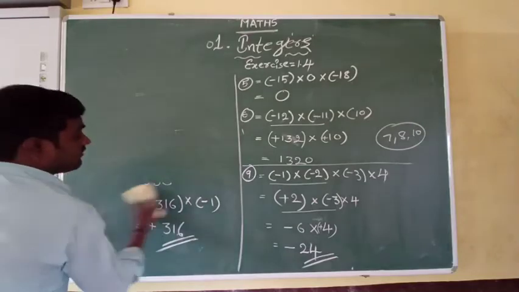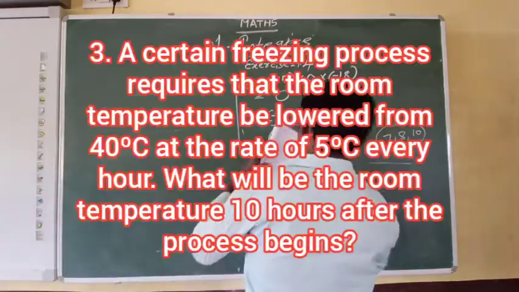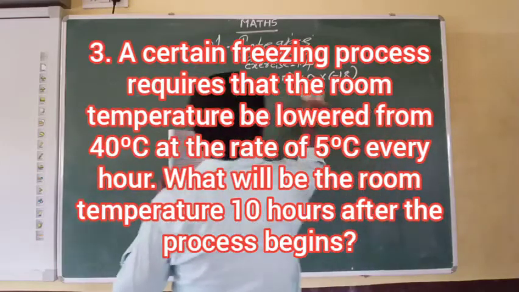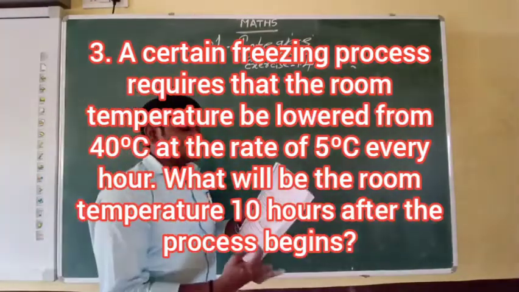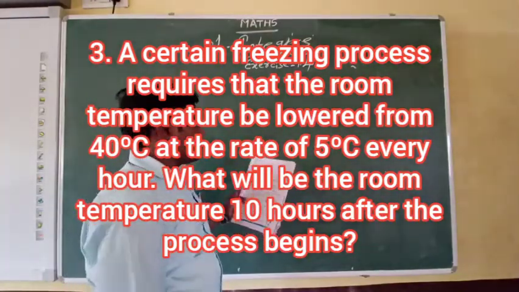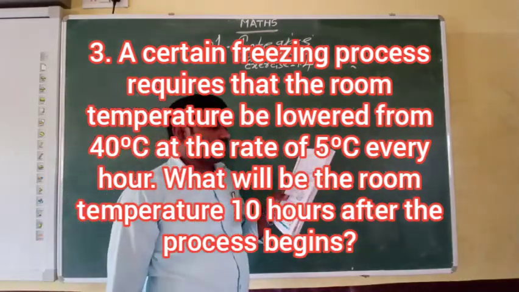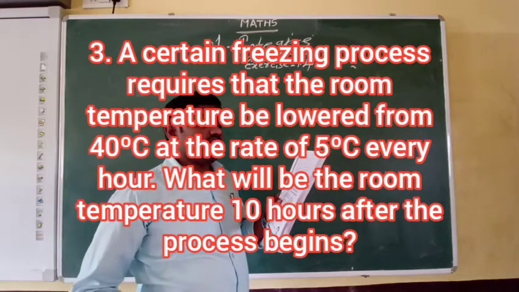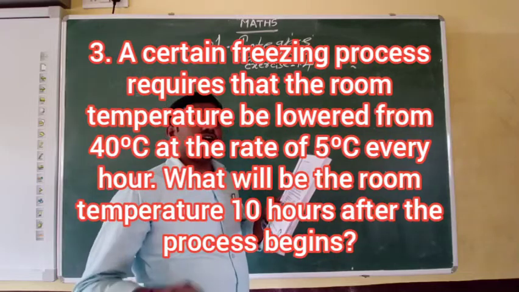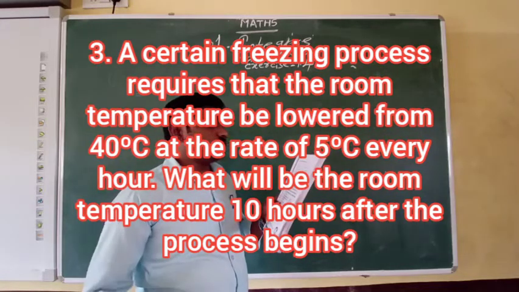From the third week, these are word problems. Here, let me read these questions. Okay. So if you have the textbook, you can see clearly. Here, a certain freezing process requires that the room temperature be lowered from 40 degrees centigrade at the rate of 5 degrees for every hour. What will be the room temperature 10 hours after the process begins?